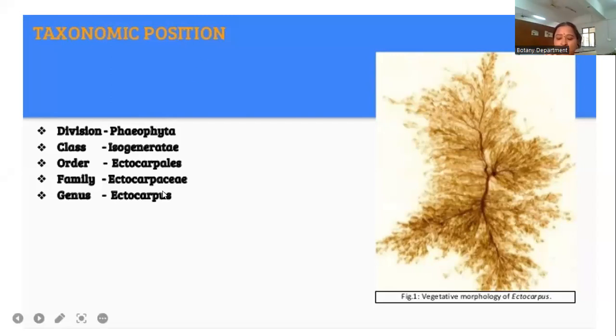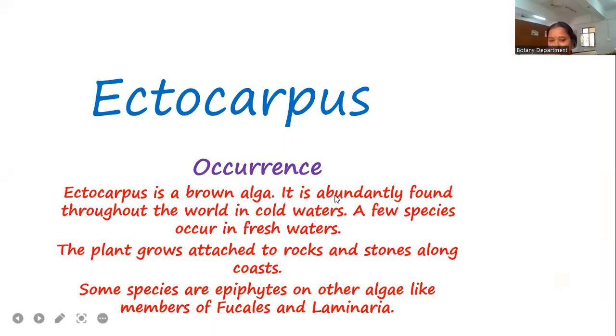This is the classification of Ectocarpus, Phaeophyceae, order Ectocarpales, family Ectocarpaceae, genus Ectocarpus. What is the habit and habitat of Ectocarpus? It is a marine alga with worldwide distribution. It is primarily found in colder countries and oceans. They are found attached on rocks and stones of the littoral and sublittoral zones of the sea and ocean.